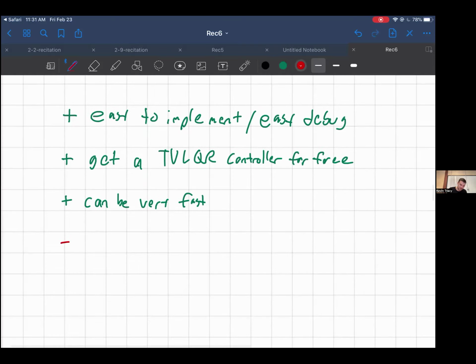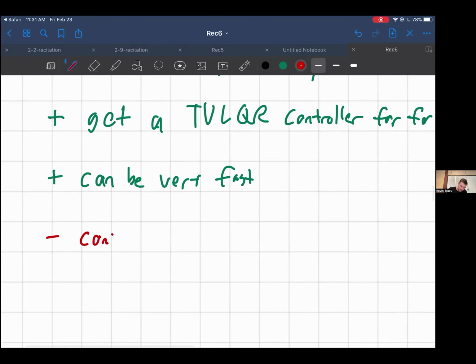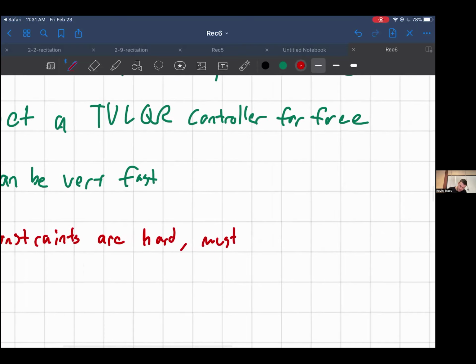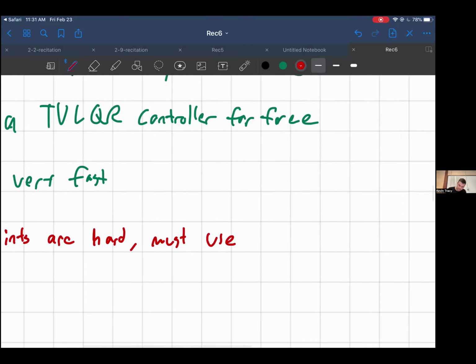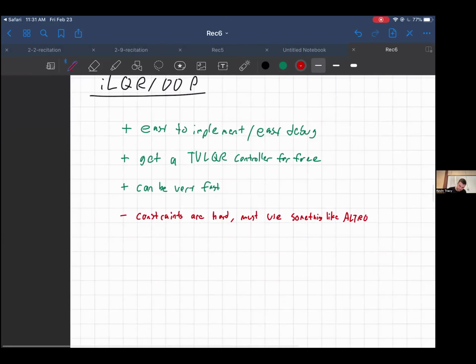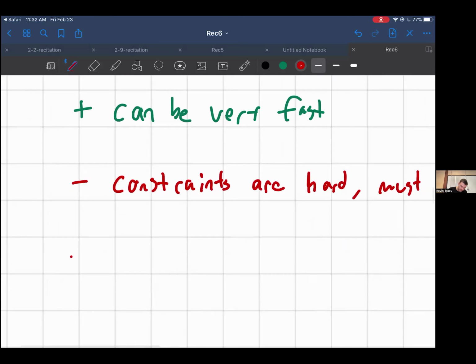Now, the first minus is it's hard to consider constraints. Constraints are hard. You must use something like ALTRO. And now this next one is probably, I'd say, the biggest downside to iLQR and DDP.